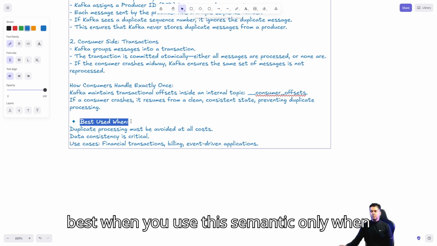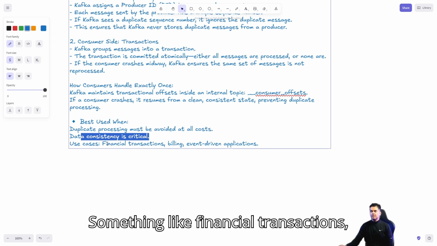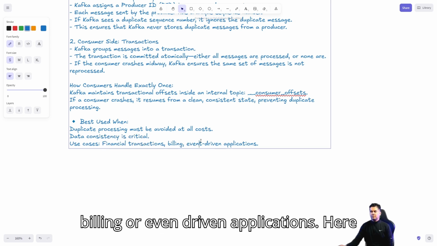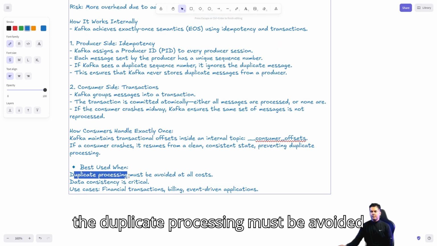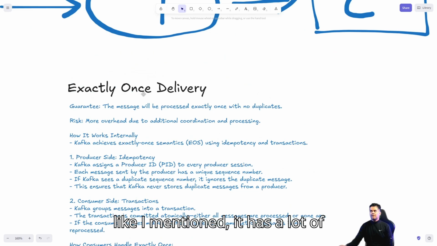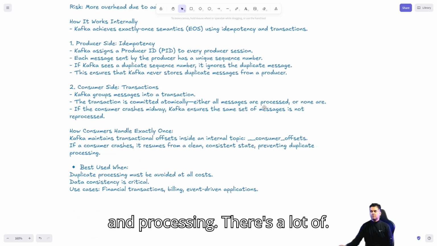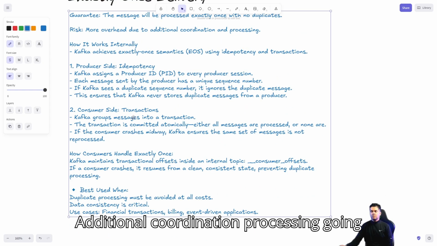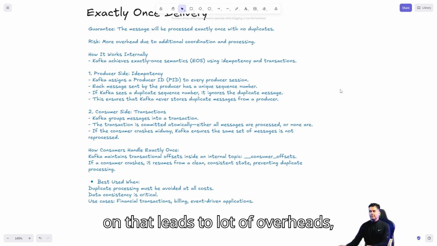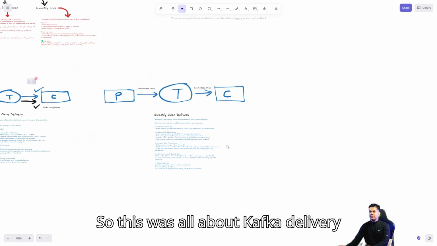It's best when you use this semantic only when data consistency is extremely critical, something like financial transactions, billing, or event-driven applications. Here, the duplicate processing must be avoided at all costs. That's what you're doing with exactly once delivery. But like I mentioned, it has a lot of overhead due to additional coordination and processing. So this was all about Kafka delivery semantics.